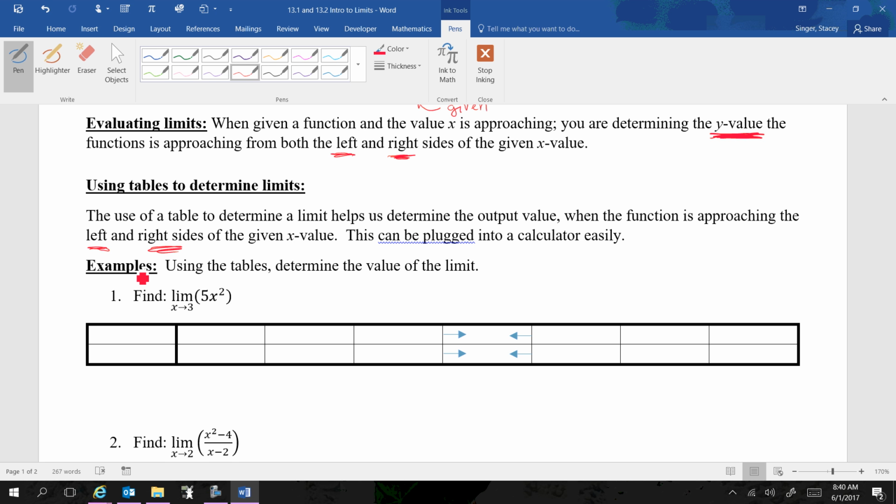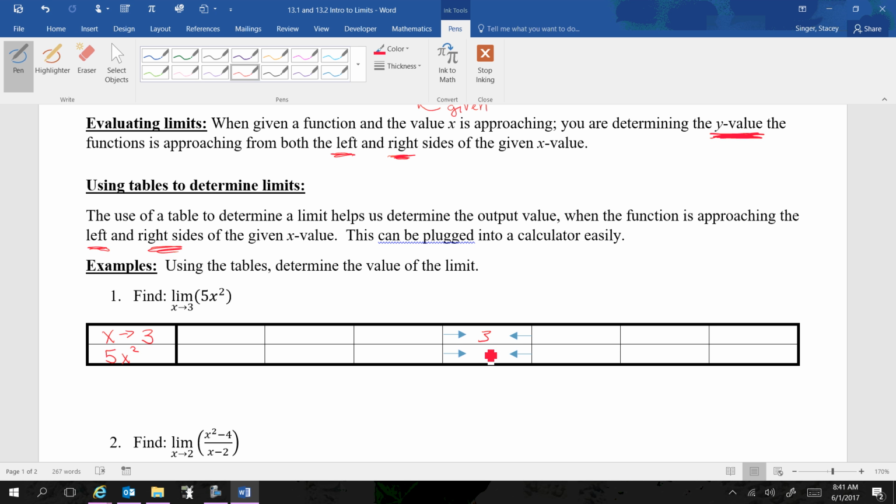So if I want to figure out the limit as x approaches 3 of the function 5x squared, I want to figure out values that are close to 3 on the left side and the right side. So I'm approaching 3. That's what I'm approaching. I'm getting closer and closer on the left and the right. That's where they're both pointing towards 3.